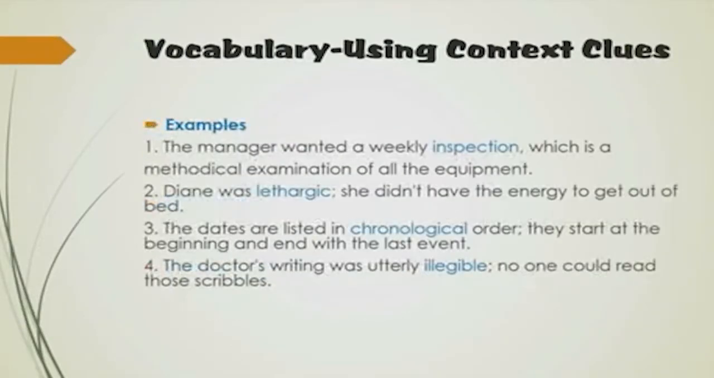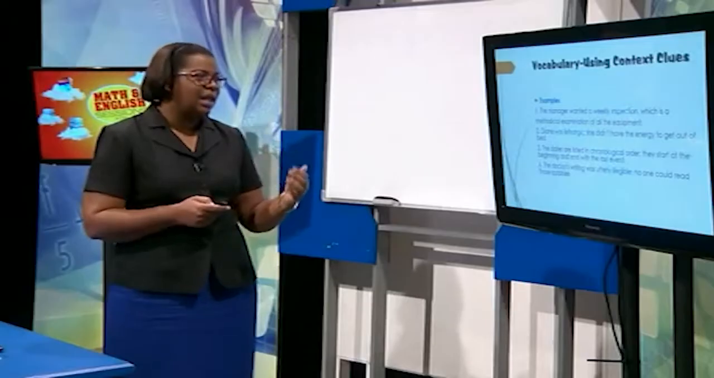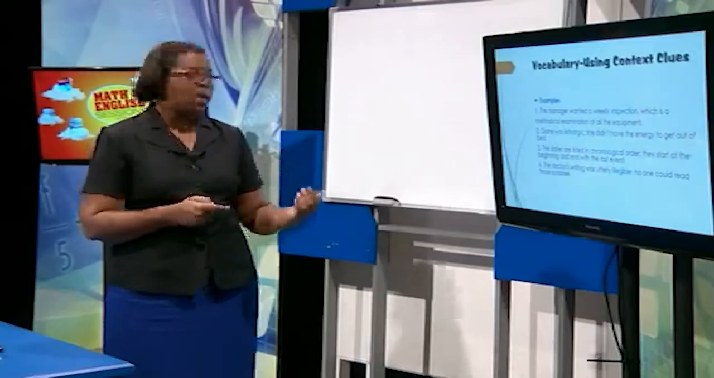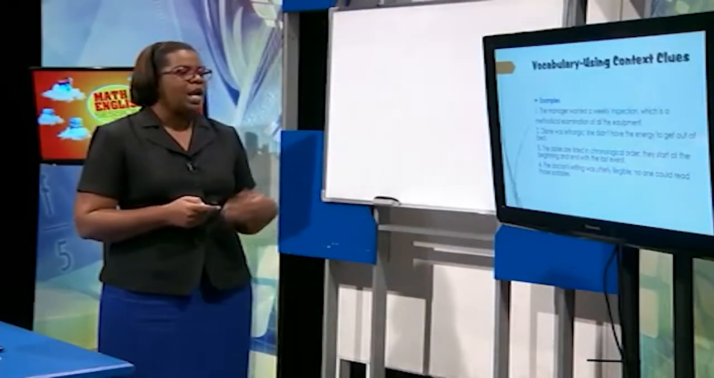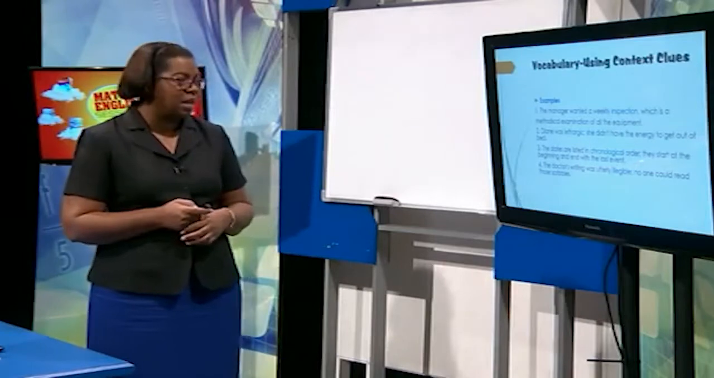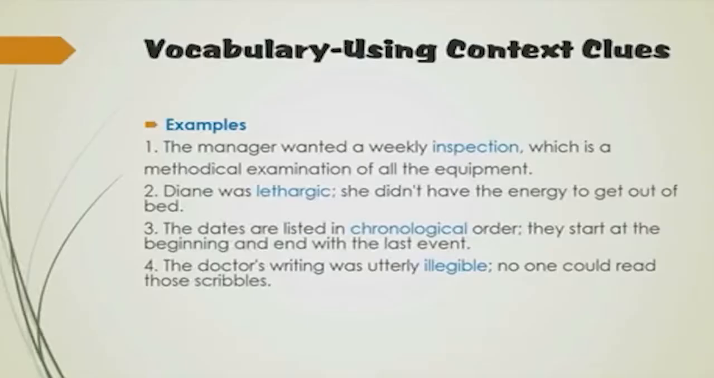Here are some additional examples. The manager wanted a weekly inspection, which is a methodical examination of all the equipment. If you are not sure what inspection means, then you look at the explanation. It is a methodical examination of all the equipment. So these are the kinds of clues that you need to look for in order to help you to arrive at the meaning of unfamiliar words.